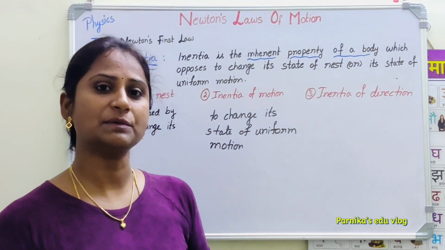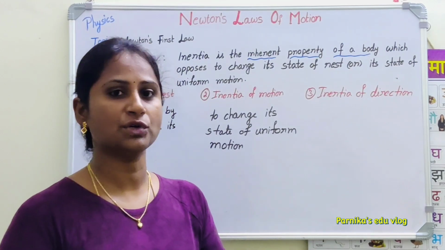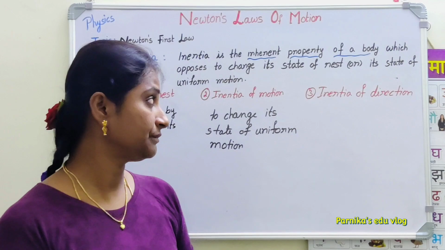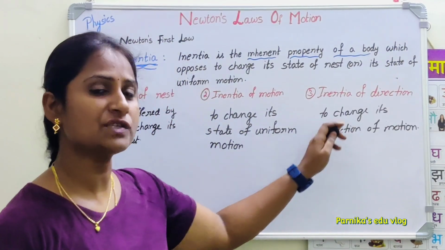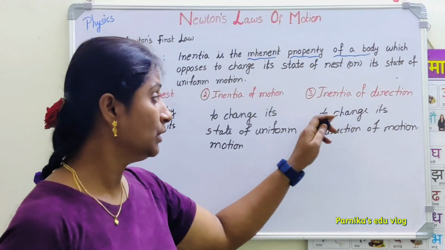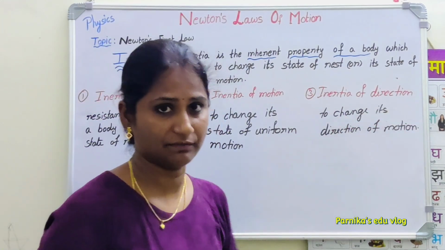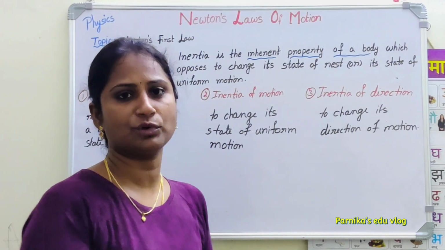Okay, it will offer some resistance to change its state of uniform motion to rest. So that is the inertia of motion. And what is inertia of direction? This is the resistance offered by the body to change its direction of motion. Means it will oppose the change from the direction of motion.